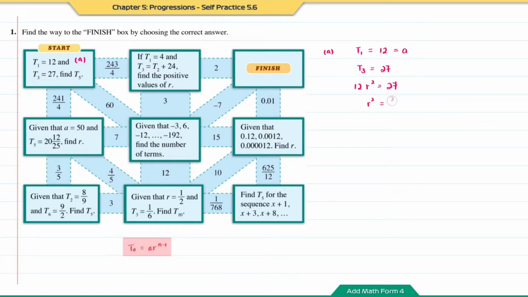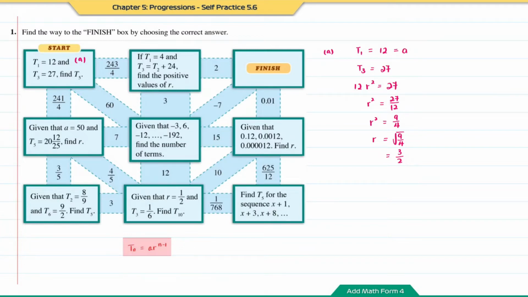So r squared equal to 27 divided by 12. 27 over 12, we can simplify by dividing by 3. Therefore, r squared is equal to 9 over 4. So r is equal to the square root of 9 over 4. Solving this, you will get the common ratio is equal to 3 over 2. Here I'm going to take the positive value of this square root for the common ratio, as if you look at the possible answers that I have for the fifth term in question A, all of them are positive numbers. So now I know r.